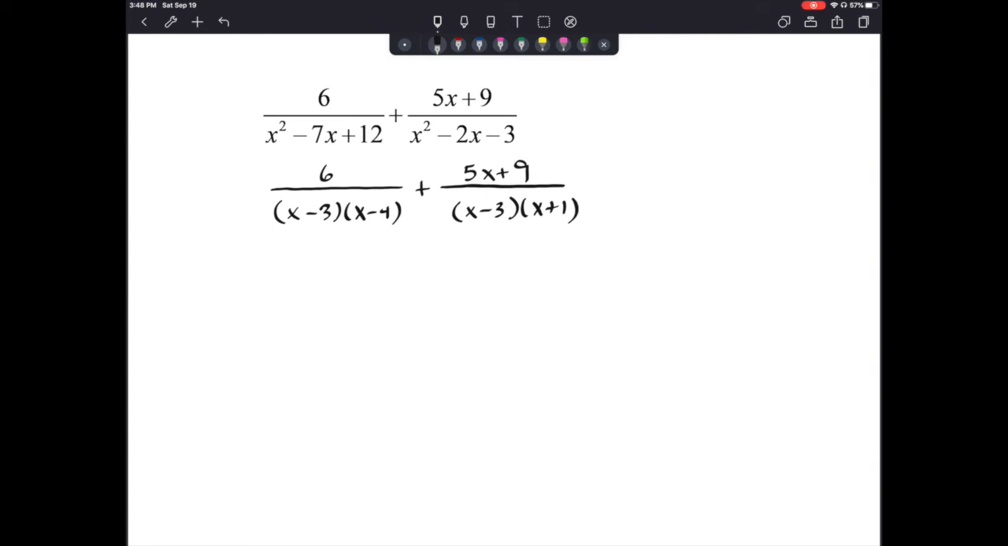We look at our denominators. They both have an x minus 3. This one has an x minus 4, but this one has an x plus 1. I need that x plus 1 on the left side, so I'm going to multiply the top and the bottom by the x plus 1. So I have 6 times the quantity of x plus 1. And then my other fraction, I need the x minus 4.